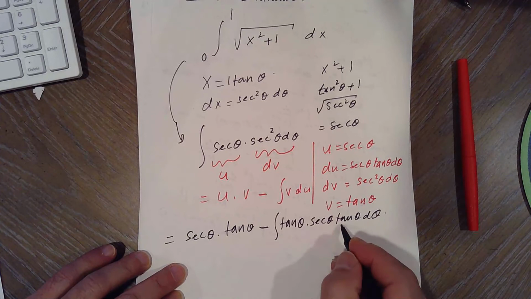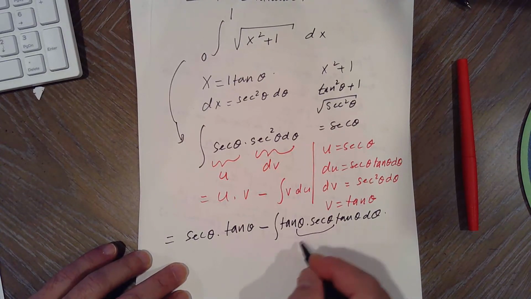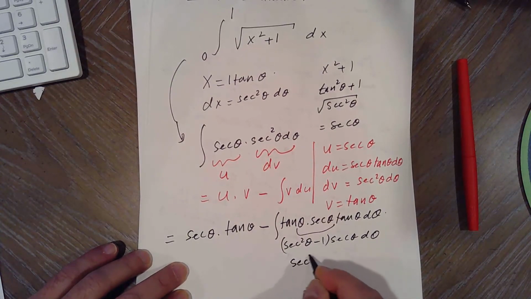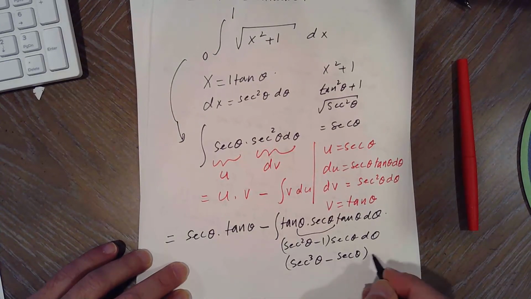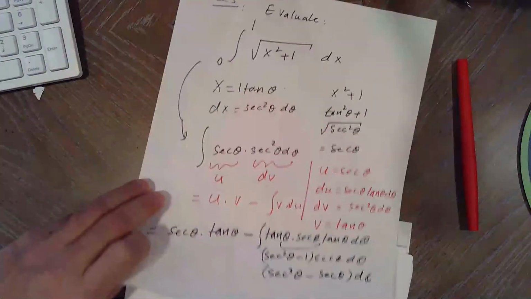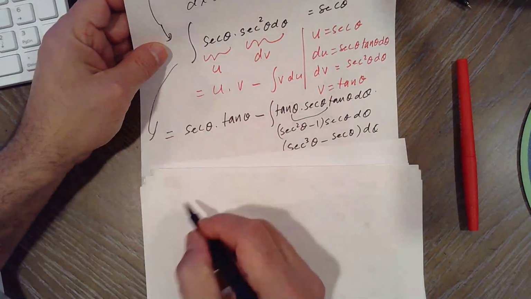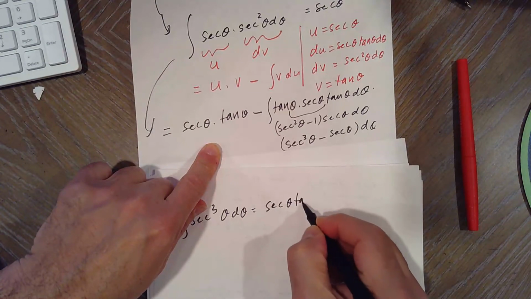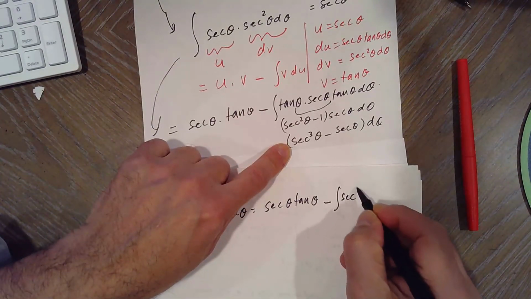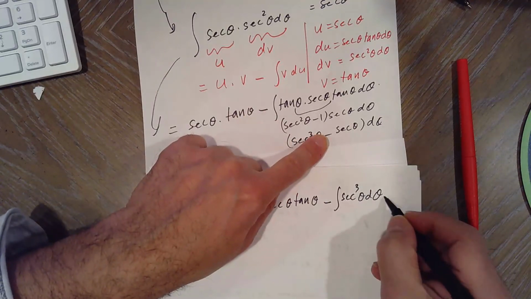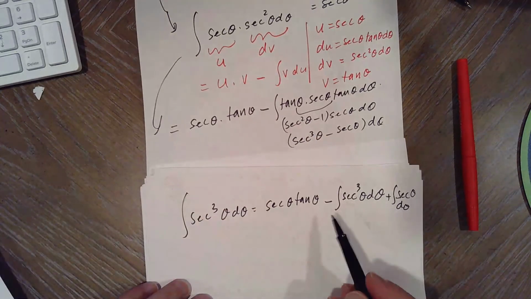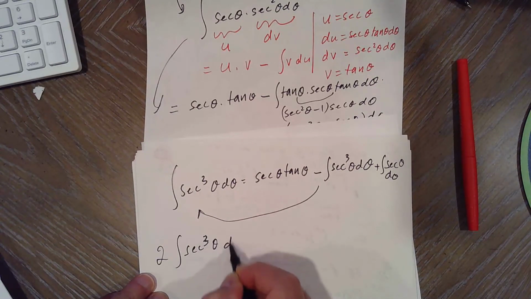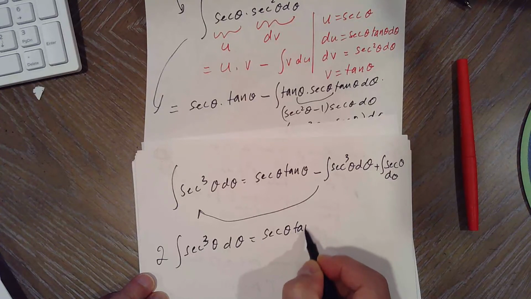So this is tangent squared, which is secant squared minus 1, times secant theta d theta, which is secant cubed if we distribute, minus secant theta. There's a reason why I want to do this. So now I have the integral of secant cubed theta d theta equals secant theta tangent theta minus the integral of secant cubed theta d theta, and then minus negative is plus the integral of secant theta d theta. So I'm going to move this over here because it's the same as that. So 2 times the integral of secant cubed theta d theta equals secant theta tangent theta.